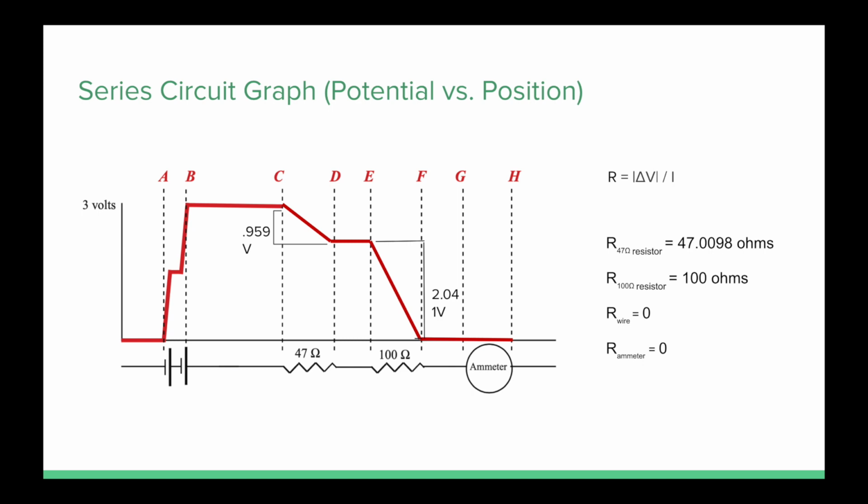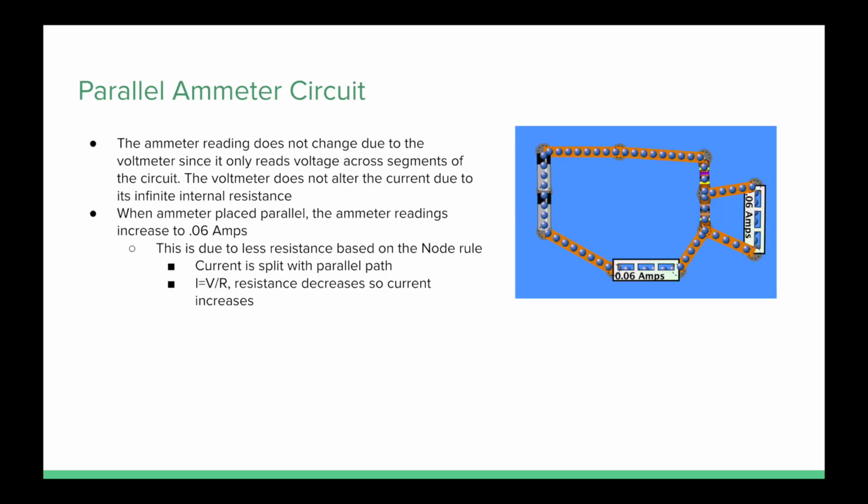If we were to use our calculated current to find the resistance of the resistors, we would use the formula resistance equals change in potential over current. This calculation results in a resistance of 47.0098, 100, 0, and 0 ohms for the 47 ohm resistor, 100 ohm resistor, wire, and ammeter respectively. When the voltmeter is used to measure the potential difference, it does not alter the ammeter reading since it has an infinite internal resistance. If we were to place a second ammeter in parallel with the 100 ohm resistor, as shown in the picture, the ammeter readings would increase to 0.06 amps.